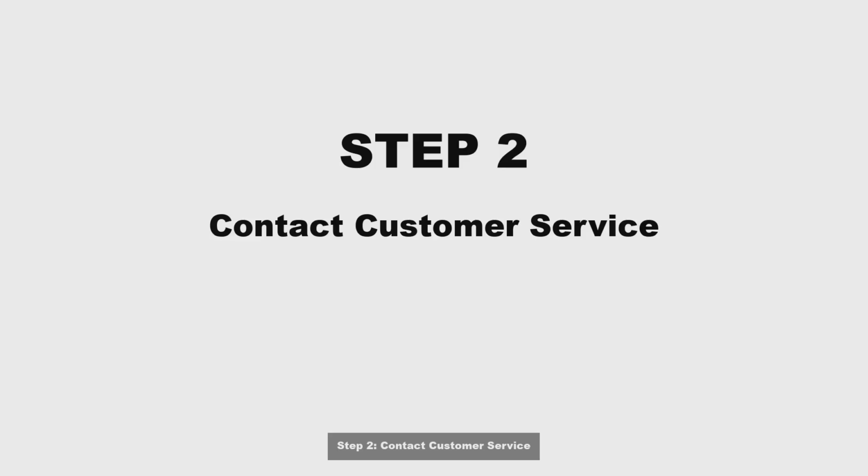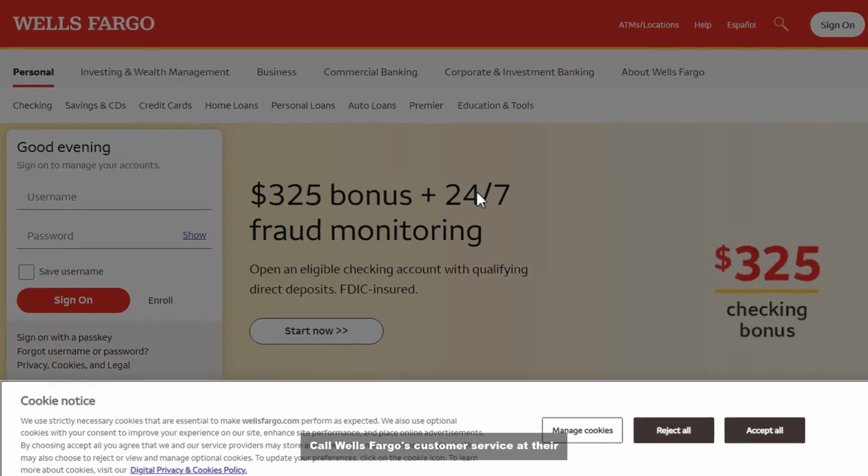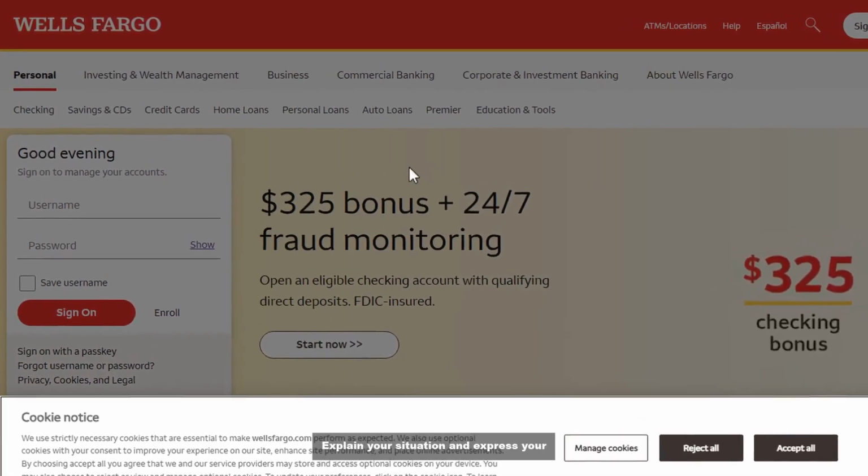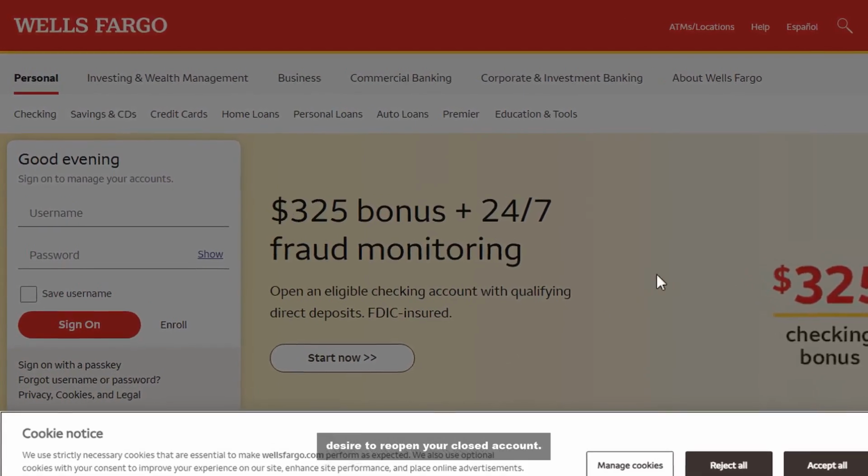Contact customer service. Call Wells Fargo's customer service at their official number or visit a local branch. Explain your situation and express your desire to reopen your closed account.